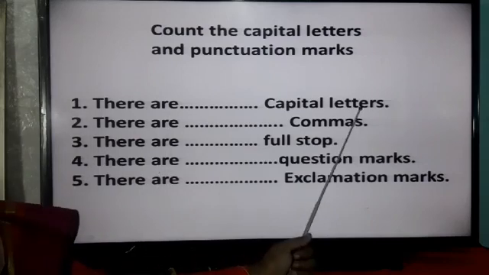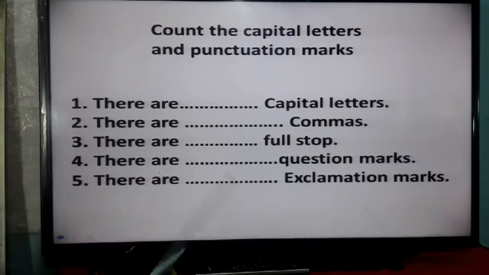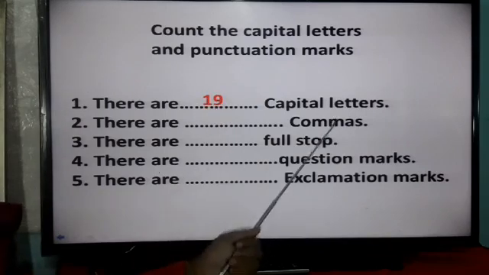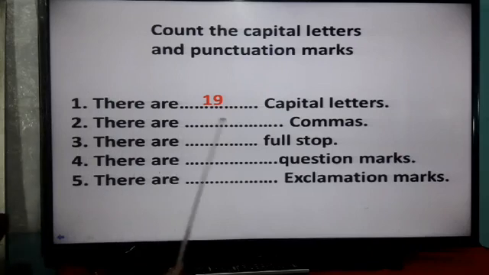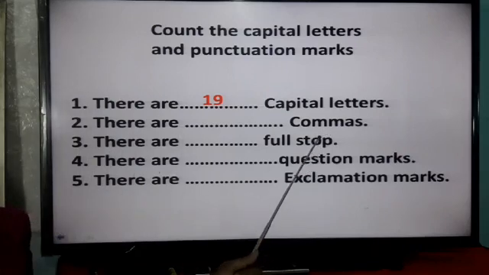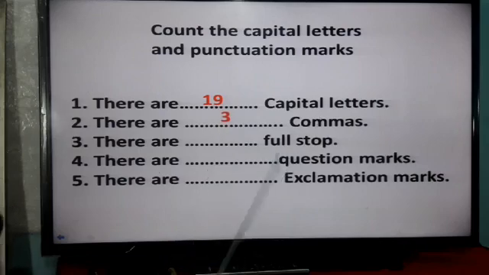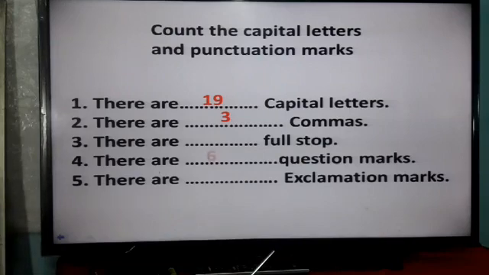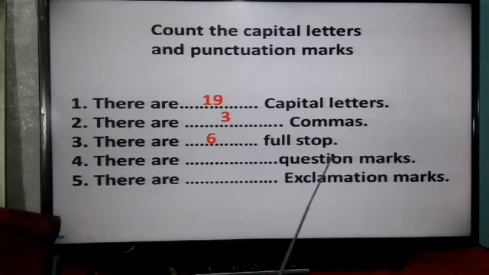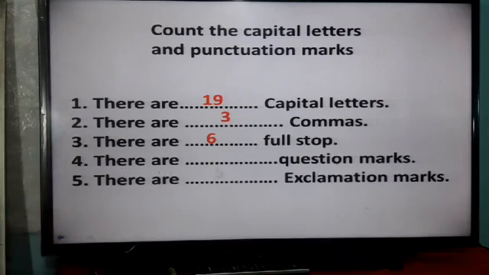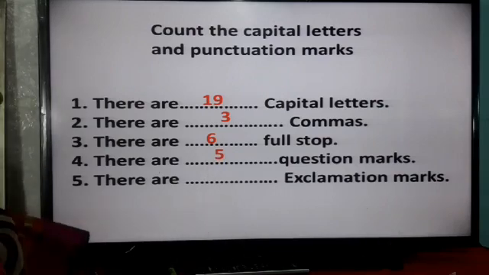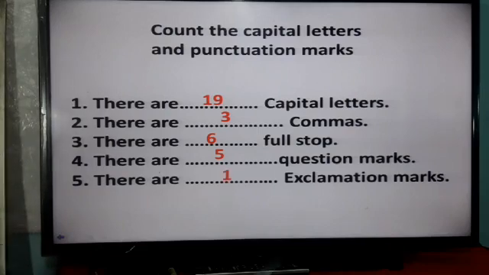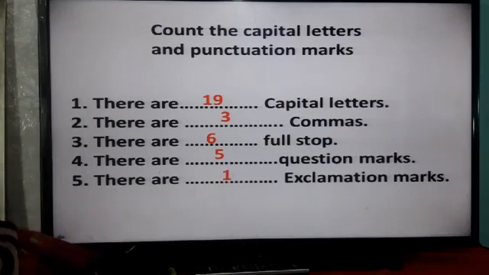First one, there are dash capital letters. Dear learners, we have counted. There are 19 capital letters. Then number 2, there are dash commas. How many commas? Yes, 3 commas. Number 3, there are dash full stops. How many full stops? 6 full stops. Number 4, there are dash question marks. Dear learners, here are 5 question marks. And number 5, there are dash exclamation marks. Also, here is 1 exclamation mark.